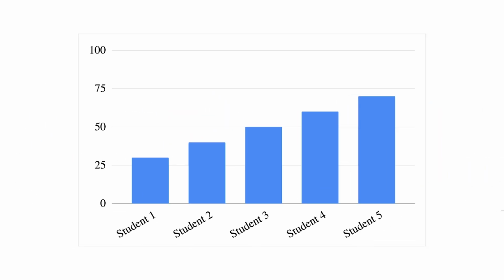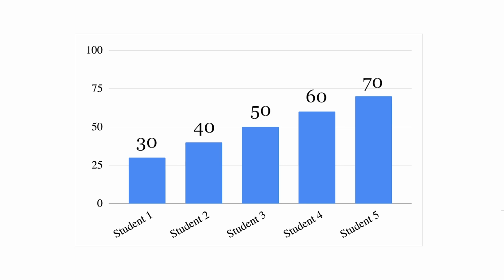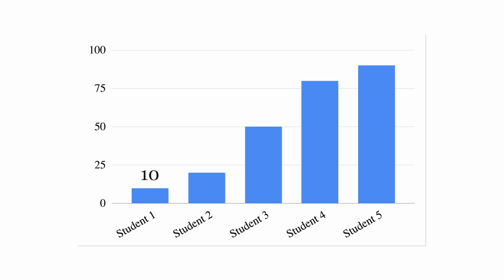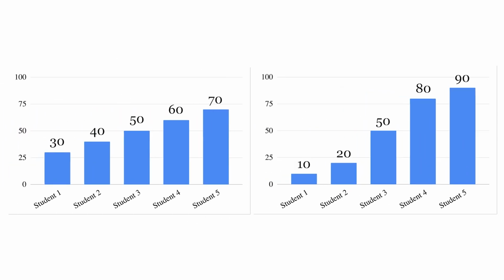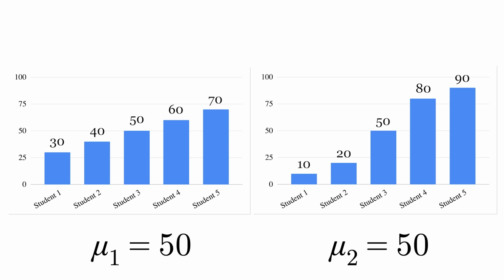Okay, let's start with two datasets about exam scores. A class of 5 gets 30, 40, 50, 60, and 70 out of 100, while another class of 5 gets 10, 20, 50, 80, and 90. Feel free to pause the video if you'd like, or you can trust me to say that the average of both datasets is 50.